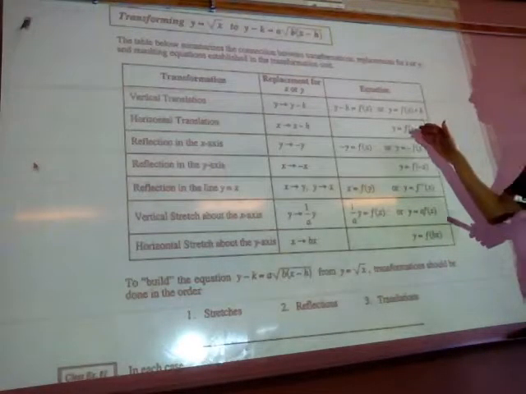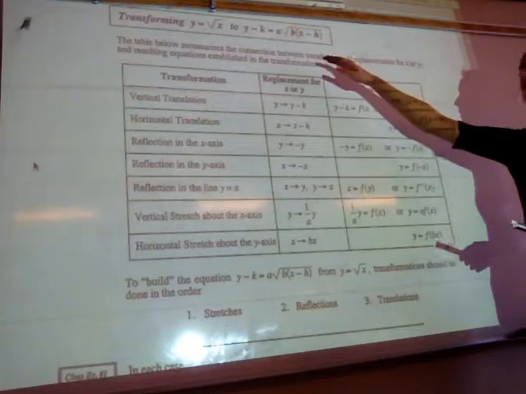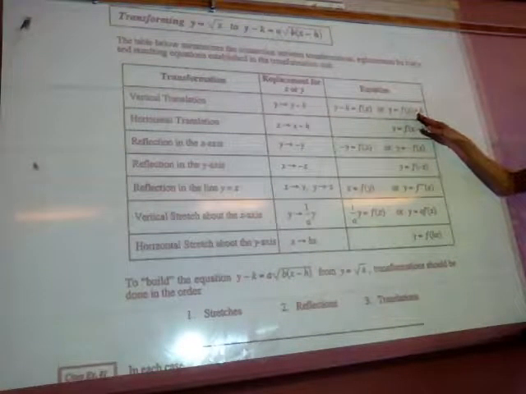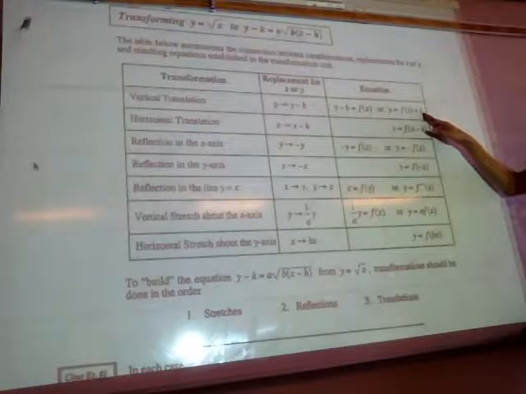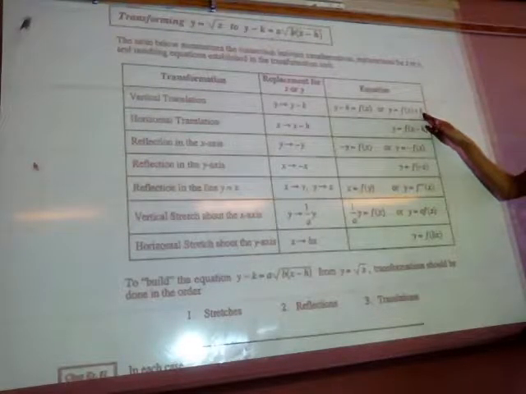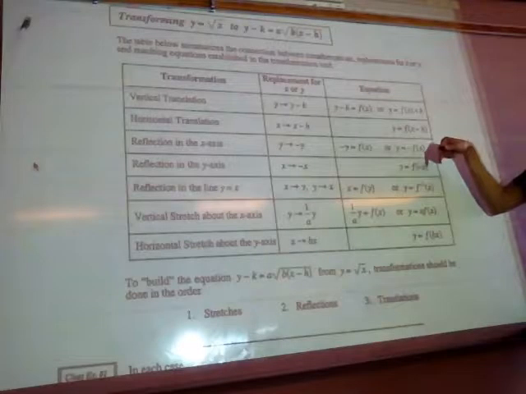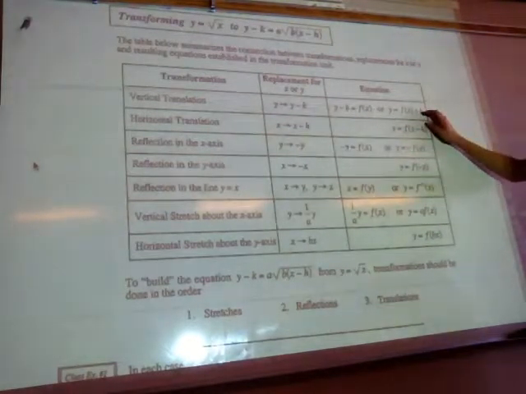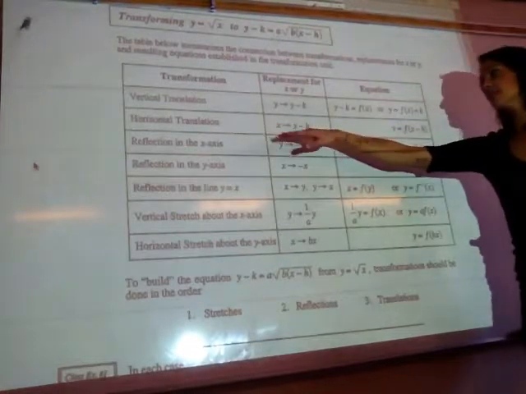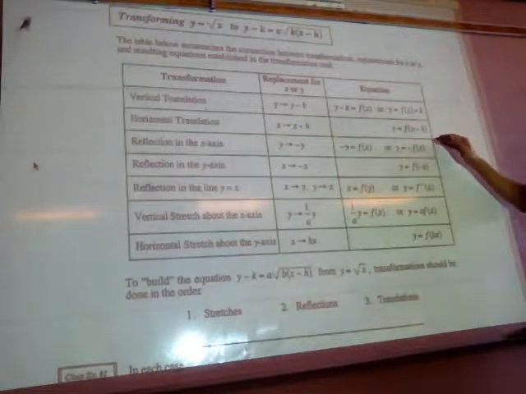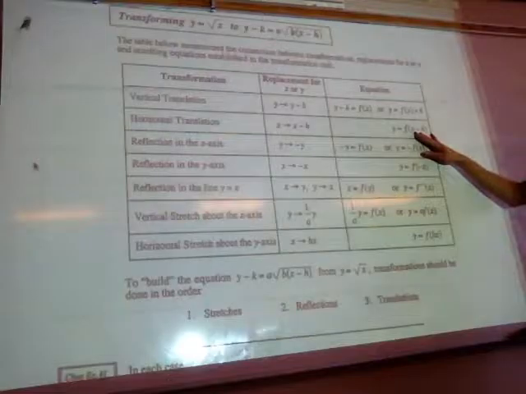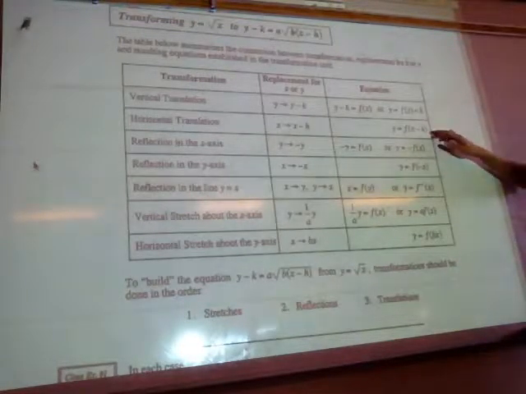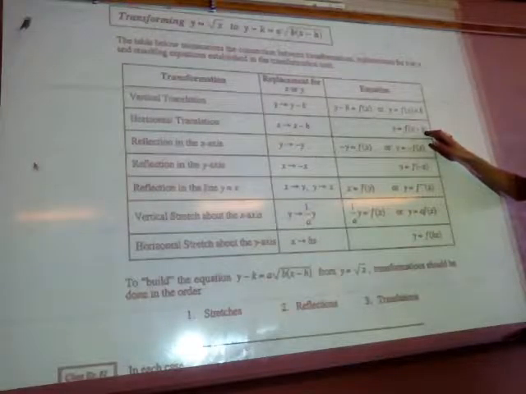So if we started with y equals the square root of x, and we ended up with y equals the square root of x plus k, what is that k telling us? Moving up or down? That's what a vertical translation is. A horizontal translation is the h parameter. X will be replaced with x minus h. The h will move the graph left or right. If h is positive, we move right. If h is negative, we move left.